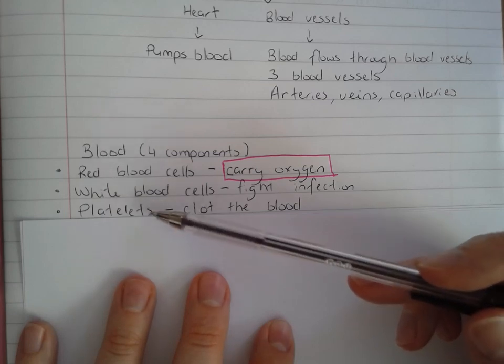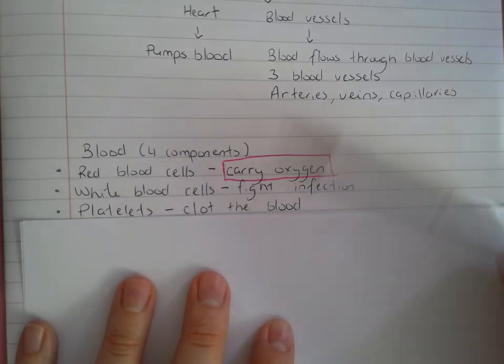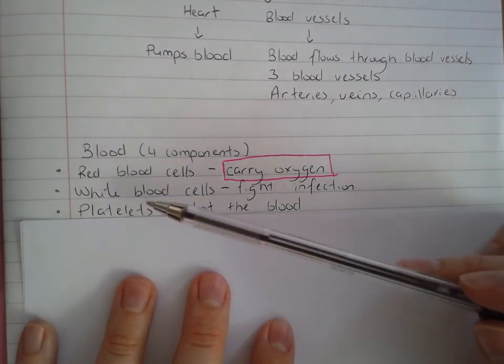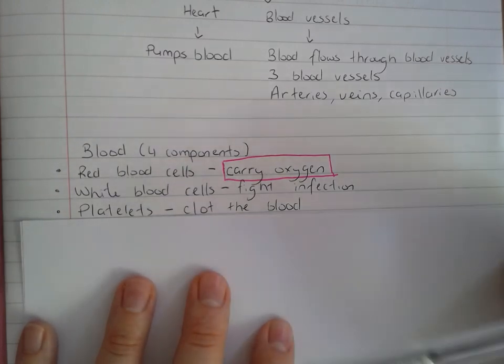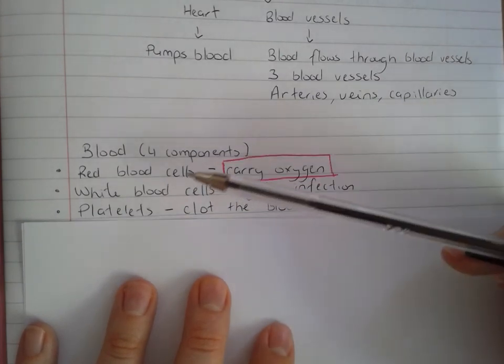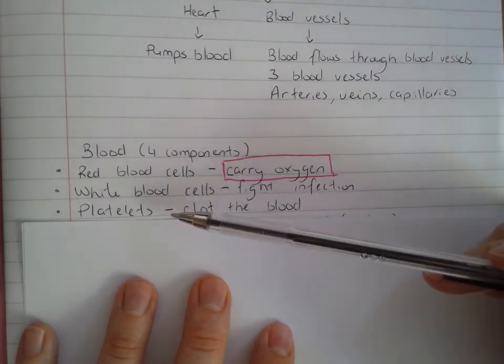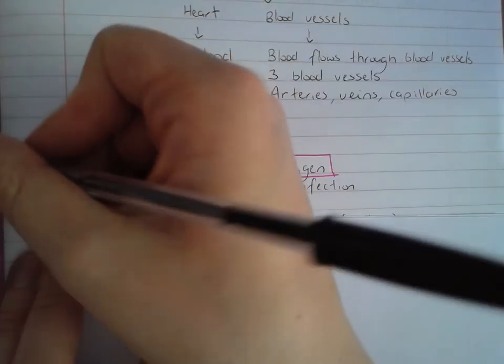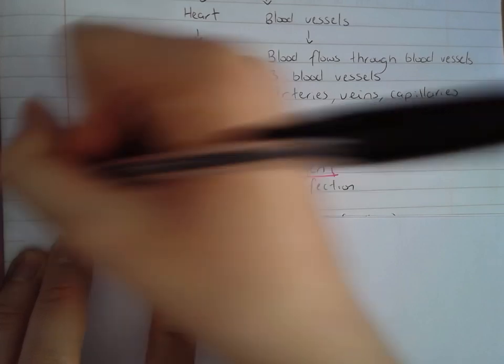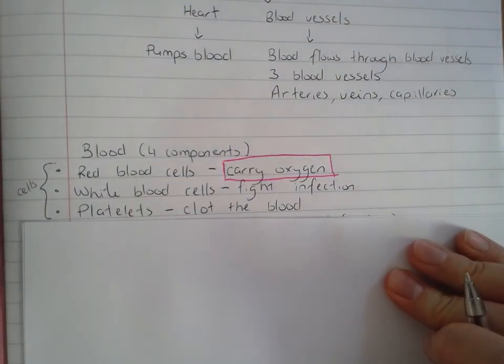So if you didn't have any platelets and you cut yourself, nothing would stop you bleeding. You would just continuously bleed and bleed and bleed. So it's really important to have platelets in your blood so that when you cut yourself, you can form a scab and you don't keep bleeding. Okay, so these 3, the red blood cells, white blood cells, and platelets, they all count as cells. Right here, they are all cells. And because they're all cells, they're all solid.